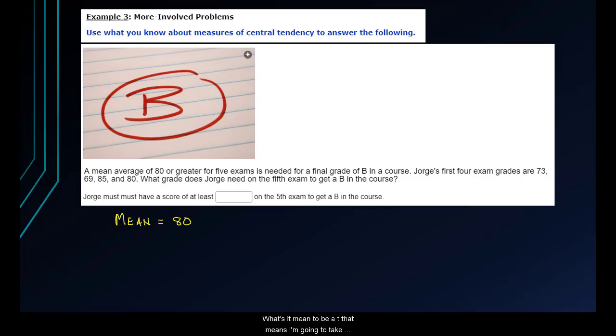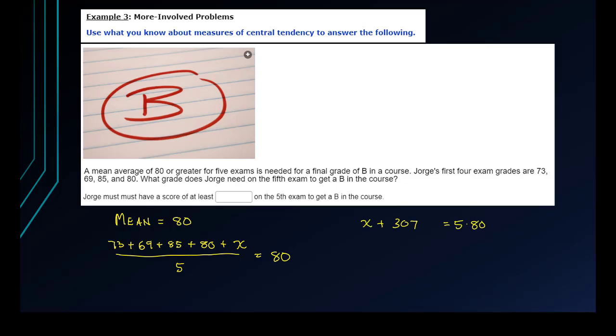That means I'm going to take these 4 scores I have plus an unknown score and divide them by 5, and it should end up being 80. So 73 plus 69 plus 85 plus 80 plus x, which is the unknown one, all divided by 5 needs to be equal to 80. So I multiply both sides by 5, and these 4 numbers total 307. So x plus 307 equals 400, which means x is going to be 400 minus 307, which is a 93.